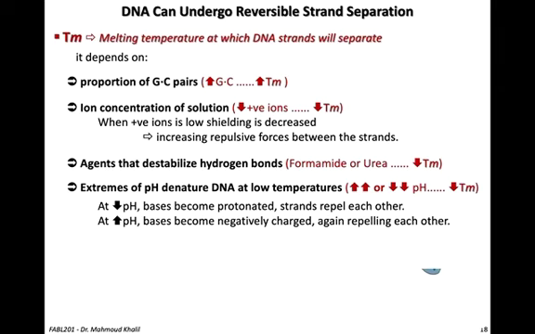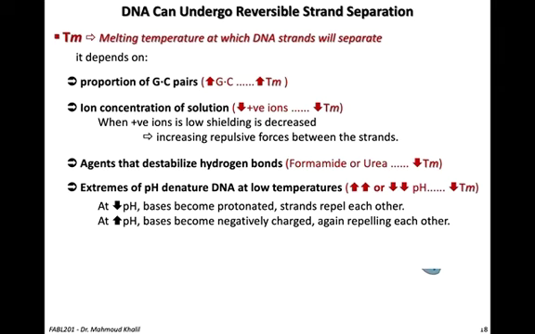At low extreme pH, bases will be protonated. So it will have a lot of positive charge. So repelling occurs again. While at higher pH, the bases and the sugar backbone of the strand will be heavily negatively charged, more than before, and again repel each other.